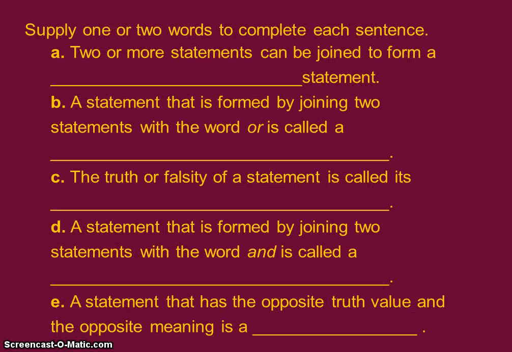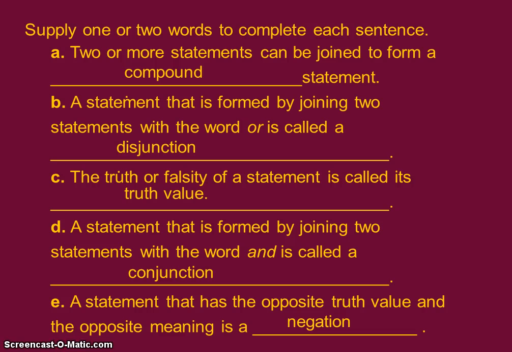And let's review. Supply 1 or 2 words to complete each sentence. 2 or more statements can be joined to form a compound statement. A statement that is formed by joining 2 statements with the word or is called a disjunction. The truth or falsity of a statement is called its truth value. A statement that is formed by joining 2 statements with the word and is called a conjunction. And a statement that has the opposite truth value and the opposite meaning is a negation. You need to make sure that you remember all those words.